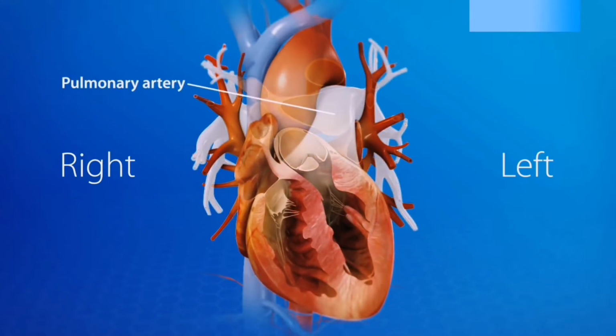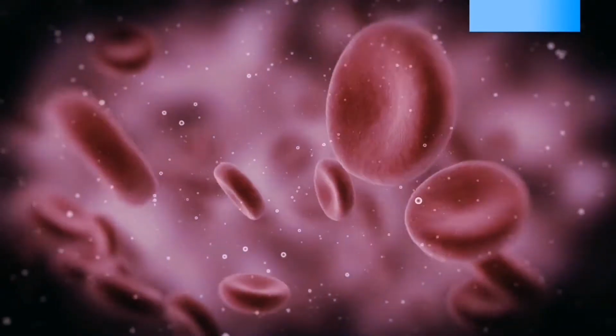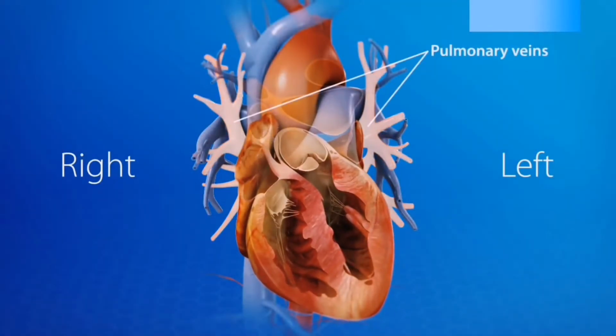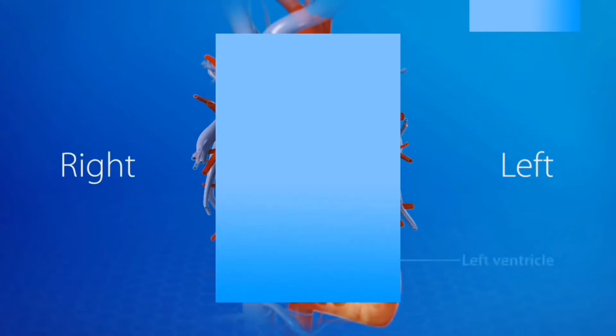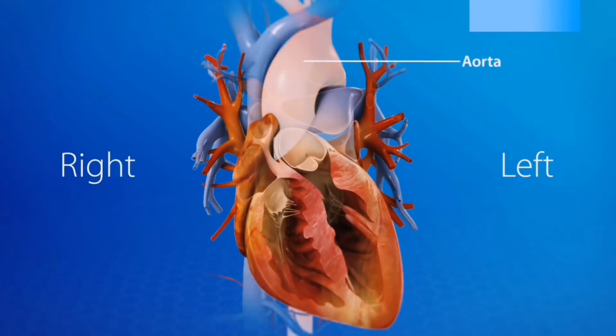The blood travels through the pulmonary artery to the lungs, where it will pick up oxygen and give up carbon dioxide. On the left side of the heart, blood that has received oxygen from the lungs enters the heart through the pulmonary veins. The blood flows into the left atrium. It is pushed through the mitral valve into the left ventricle. Finally, it is pushed through the aortic valve and into the aorta. The aorta is the body's largest artery. It helps distribute the oxygen-rich blood throughout the body.